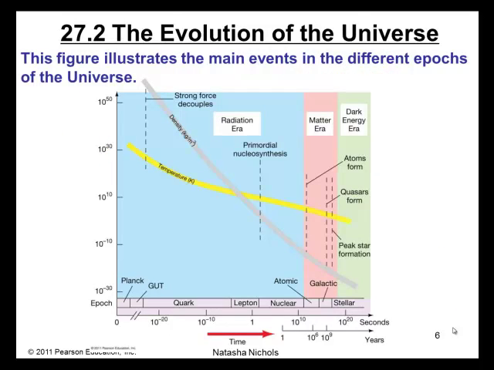This figure here illustrates the main events at the different epochs of the universe. So it is some kind of cosmic history plot. The average temperature and average density throughout the history of the universe is shown here clearly, and some key events are marked and discussed in detail in the text. Notice how we start with the radiation era, moving on to the matter era, and finally the dark energy era.